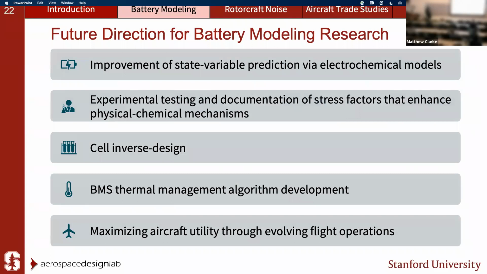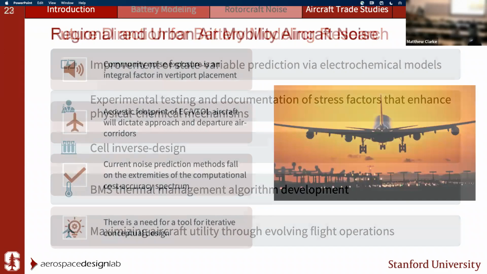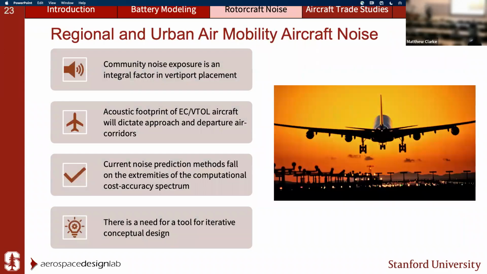So to end off this first half of the presentation, the future direction obviously involves the improvement of the models I'm using, as well as experimental testing, but also looking at cell inverse design. Once you have an idea of how the battery is going to perform, can you create a battery that can do that, instead of using off-the-shelf batteries? Then, thermal management is very important. And lastly, and this is very important for flight operations, as with the work that Zach does as well: how do you maximize the utility of these aircraft? So I'll stop here for a split second before I go into the next half of my talk.